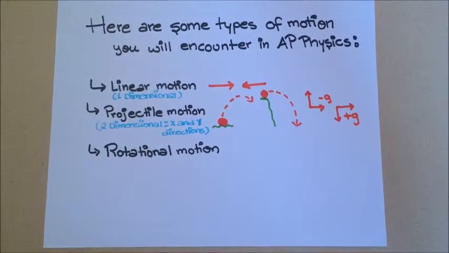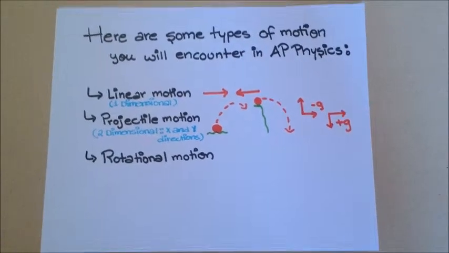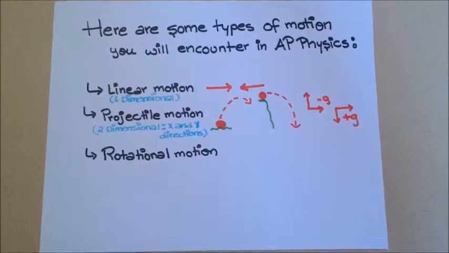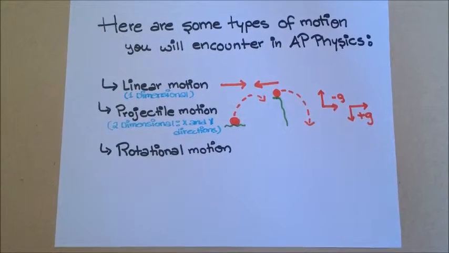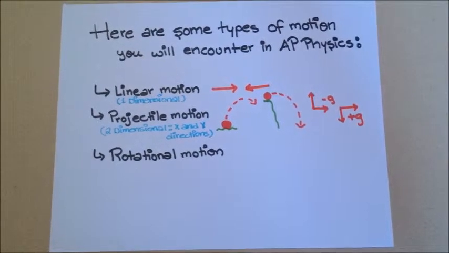Linear motion is one-dimensional motion that occurs in either the x or y direction. Projectile motion is two-dimensional and occurs in both x and y directions. Rotational motion is a third type of motion. This video will cover linear motion and projectile motion.